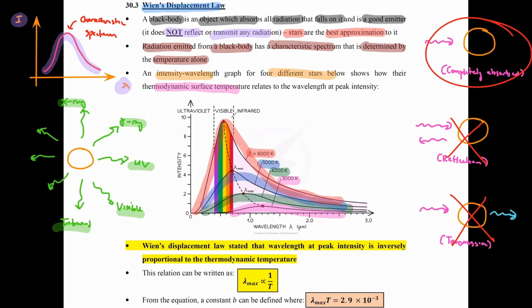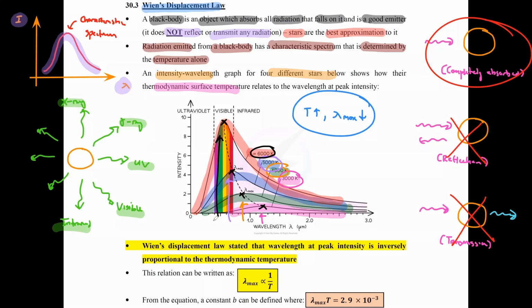Now, of interest to you are the peaks that are indicated right over here. There is a relation between the wavelength and the temperature that you could actually see. If you're talking about 3000 Kelvin, this is the wavelength. At 4000 Kelvin, this is the wavelength. And then at 5000 Kelvin, this is the wavelength. And then lastly, at 6000 Kelvin, this is the wavelength. You can see that as temperature increases, the wavelength at peak intensity actually decreases.